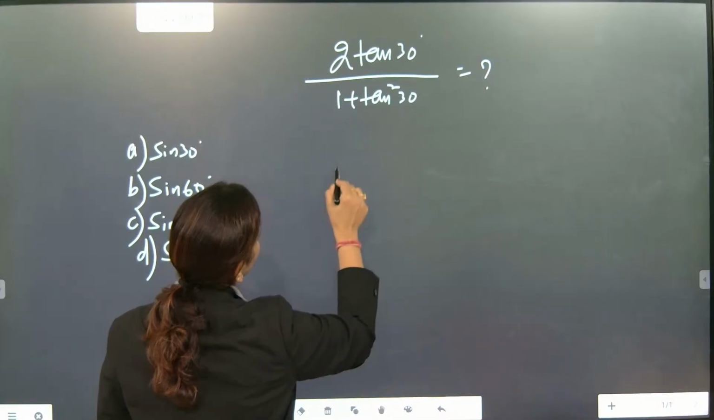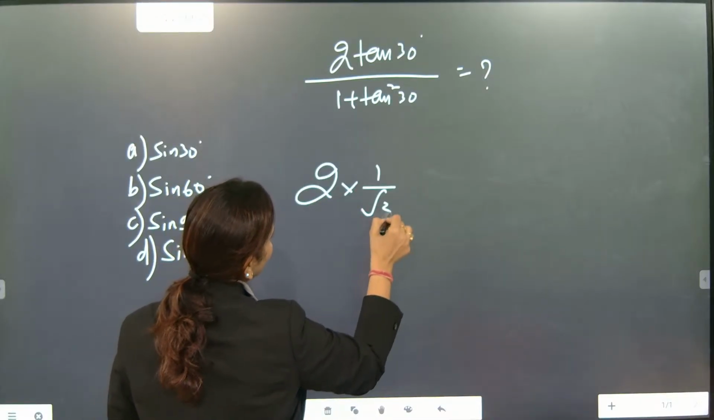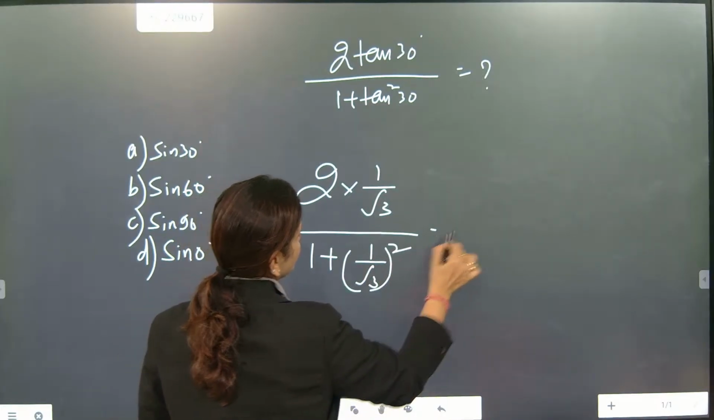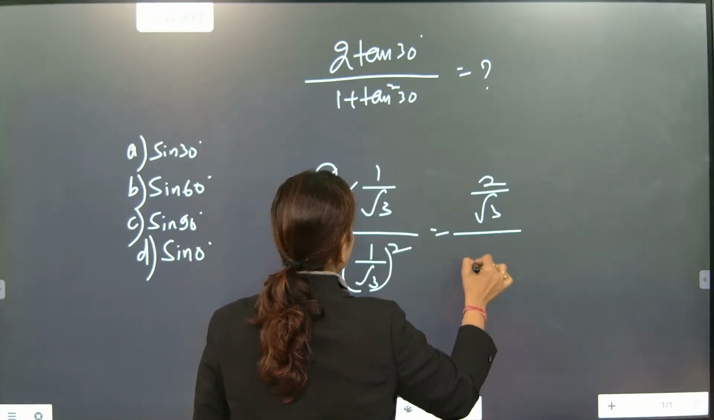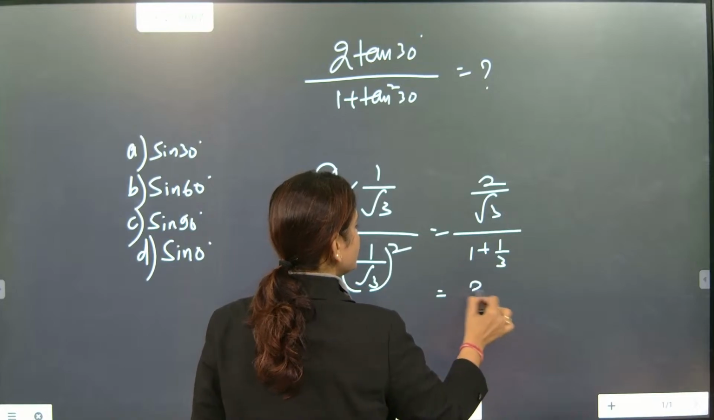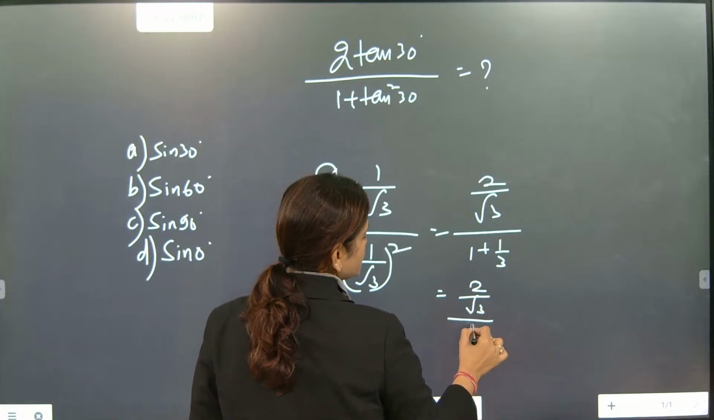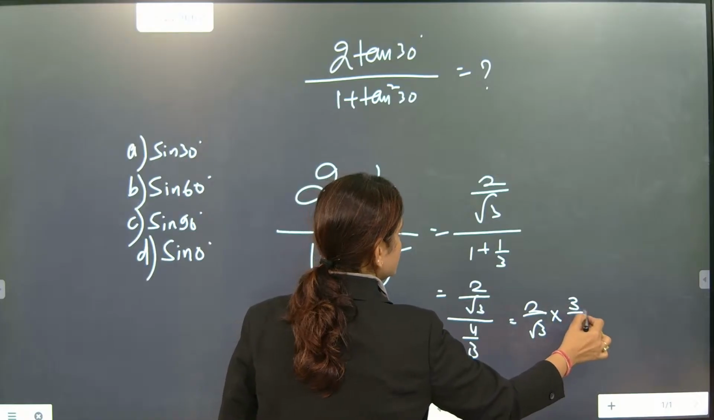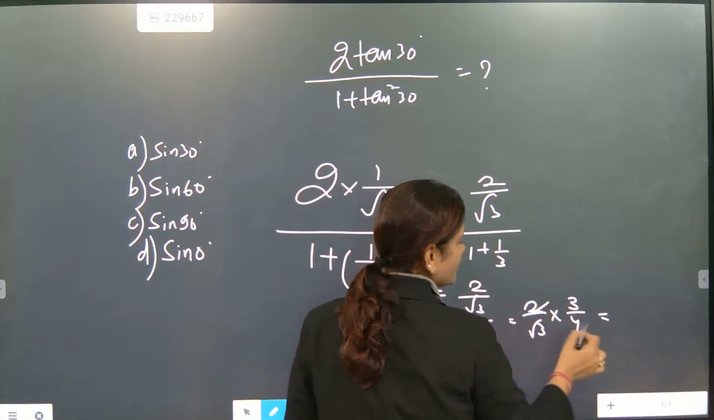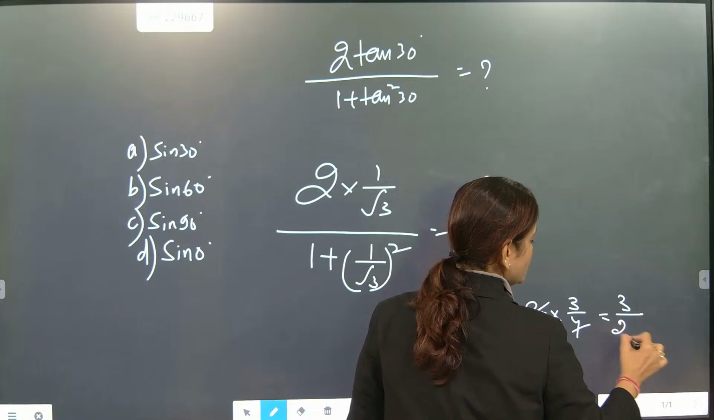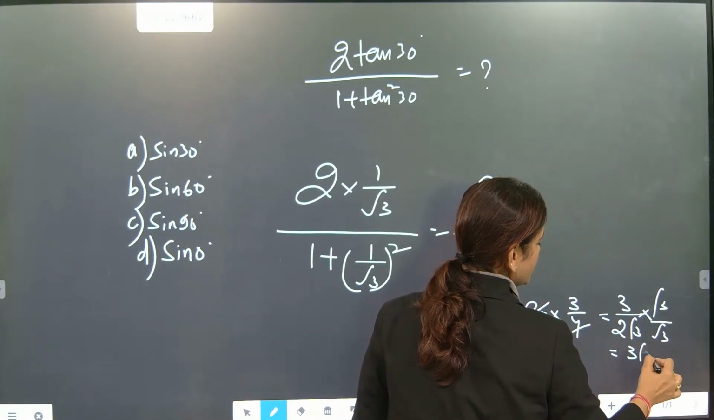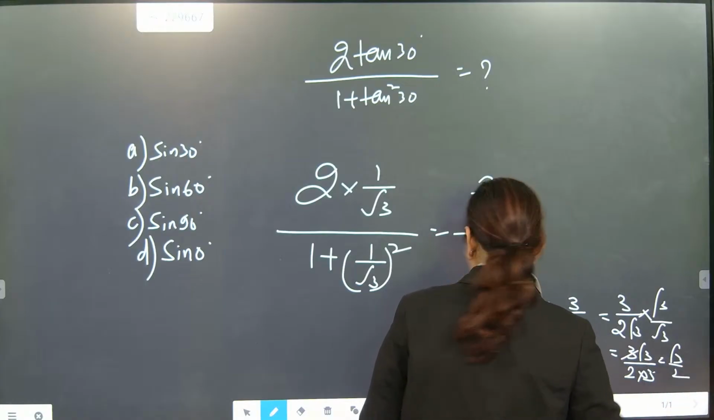We'll solve it. 2 tan 30 degree means 2 into 1 by root 3, plus 1 by root 3 whole square is coming. It will become 2 by root 3 plus 1 by 3. So it is 2 by root 3 into 3 plus 1, 4 by 3. It is 2 by root 3 into 3 by 4. And then it will become 3 by 2 root 3. Rationalize it. It is coming 3 root 3 by 2 into 3. Cancel, it is coming as root 3 by 2.